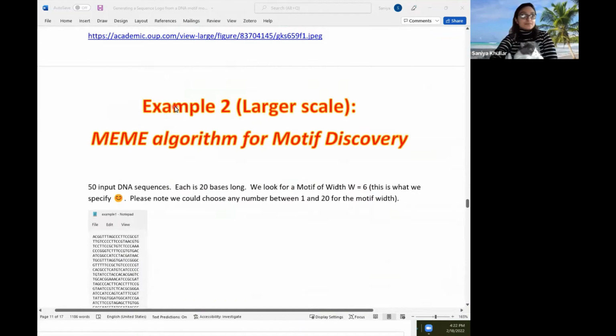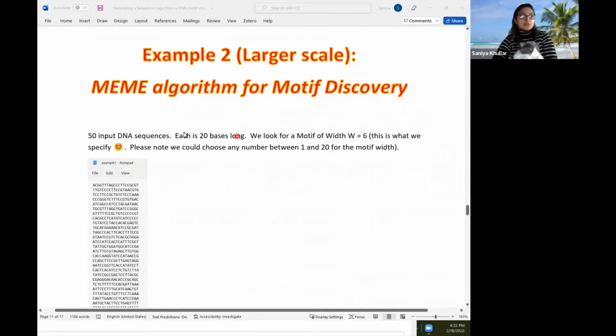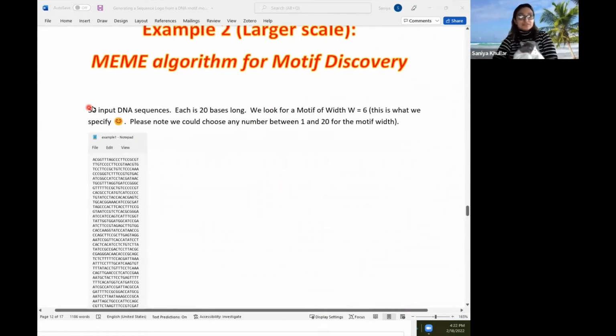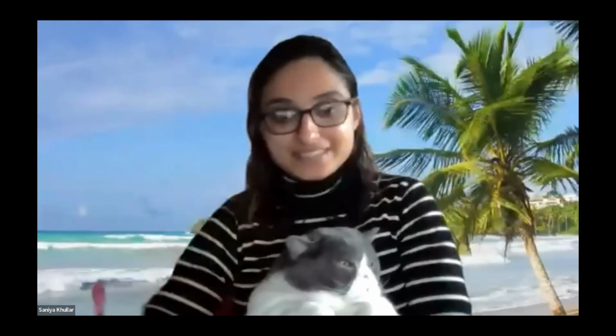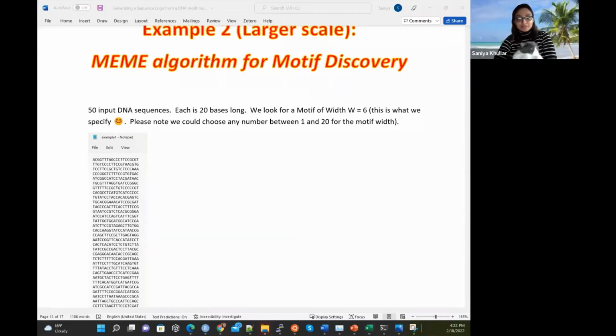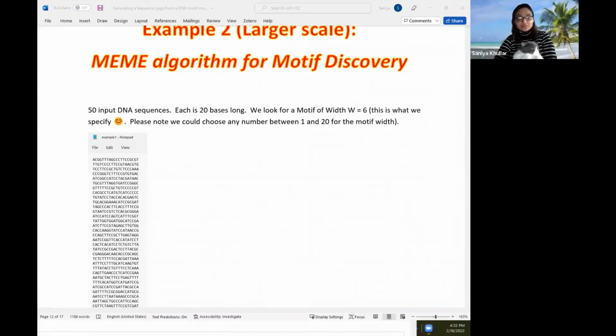So in this example, we are going to see what happens if we look at 50 input DNA sequences. So no longer will we look at those 4. We were looking at 4 sequences before, but now we're going to look at 50. So we're trying to make it a little bit more realistic so that we can see another example of generating a larger sequence logo and interpreting that. So these are 50 input DNA sequences. Each of these is 20 bases long.